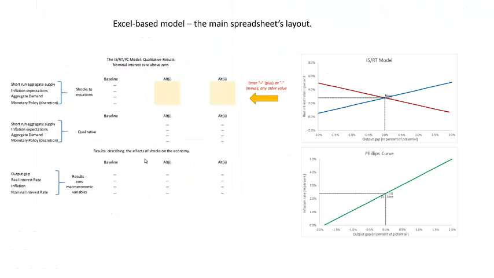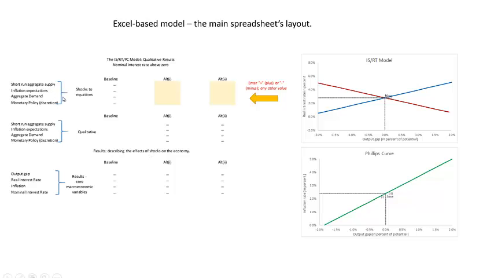Now we're going to move to the spreadsheet-based model. The model will tell us what will happen to three key variables: the output gap, the real interest rate, and the inflation rate when certain economic events that are in some sense extraordinary take place. We call these economic shocks.